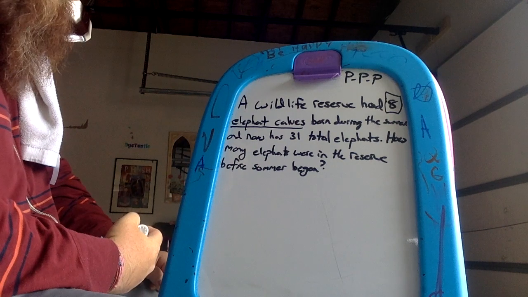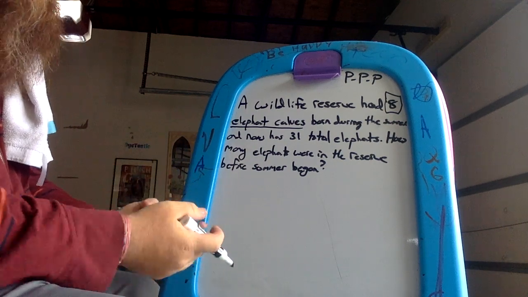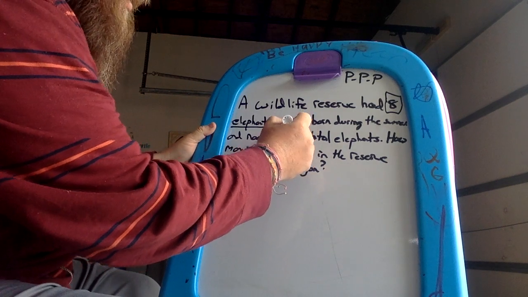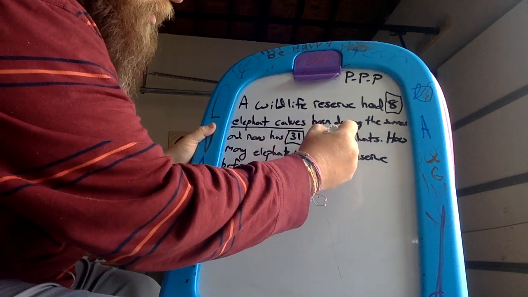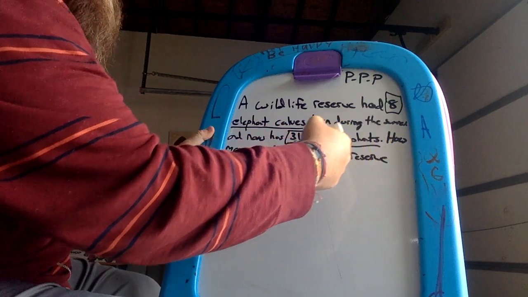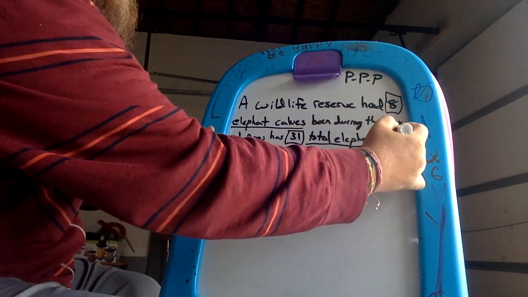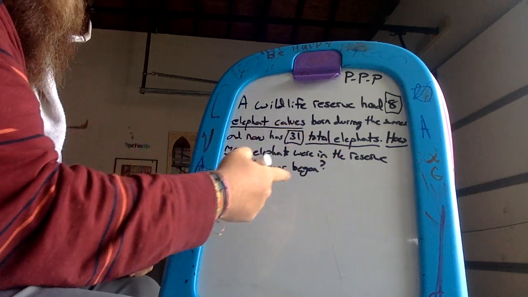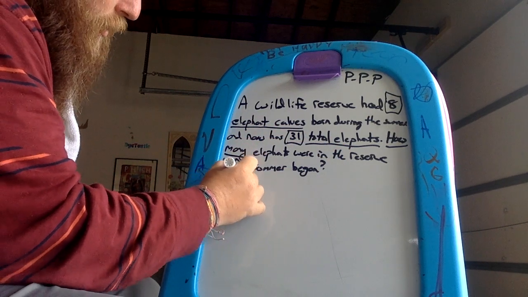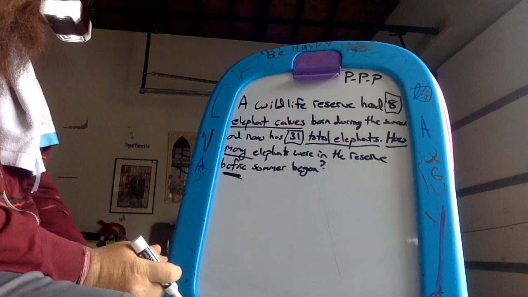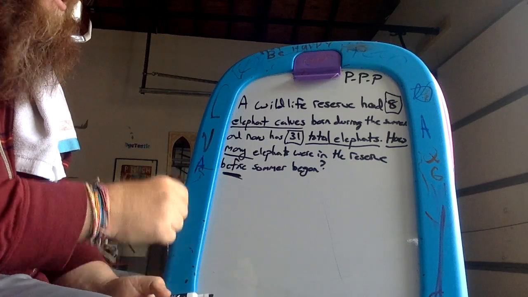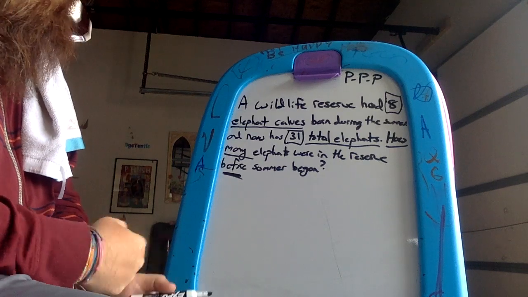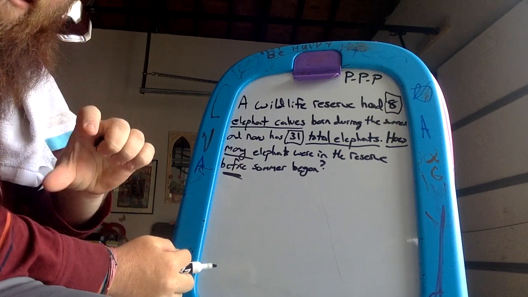So as we're going through this, we know that the wildlife reserve had 8 elephant calves, definitely very important because the elephant is the main thing that we're focusing on. Okay, born during the summer and now has 31 total elephants. So how many elephants were in the reserve? And the key thing here I'm going to show is before the summer began. Okay, because many people may just say, oh, I'm just taking the 31 and adding the 8. Okay, but that's not what the question's asking.